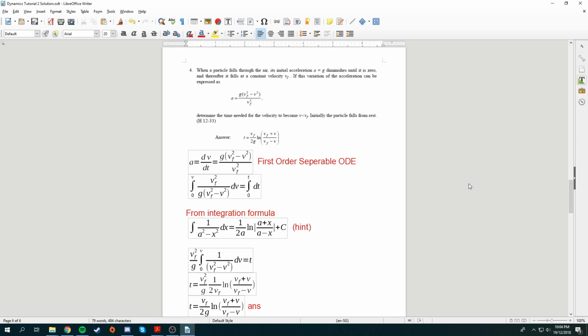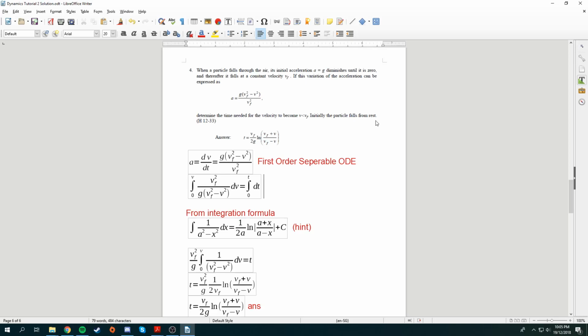For question 4, we have the question: when a particle falls through the air, its initial acceleration a is the same as gravity. It will diminish until it is 0, and therefore it falls at a constant velocity vf. If this variation of acceleration can be expressed as acceleration equals g multiplied by (vf² minus v²) divided by vf², determine the time needed for the velocity to become v, less than vf. Initially, the particle falls from rest.